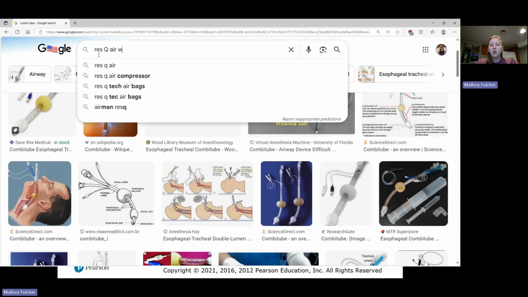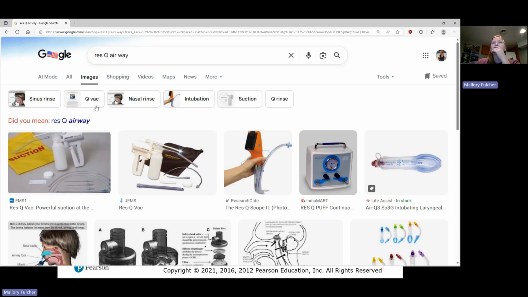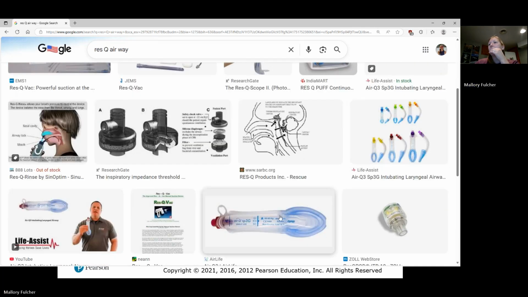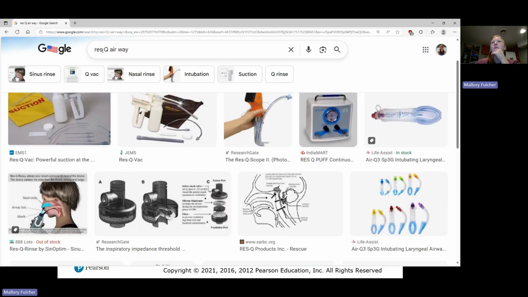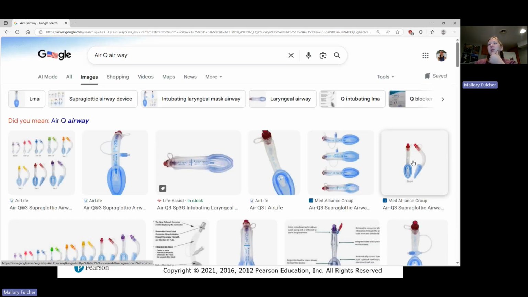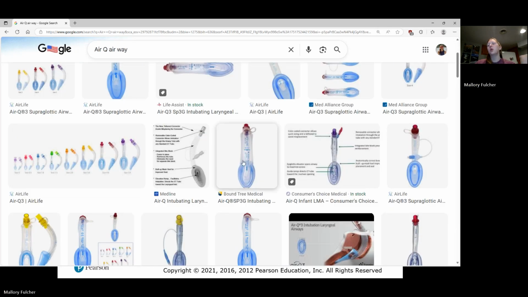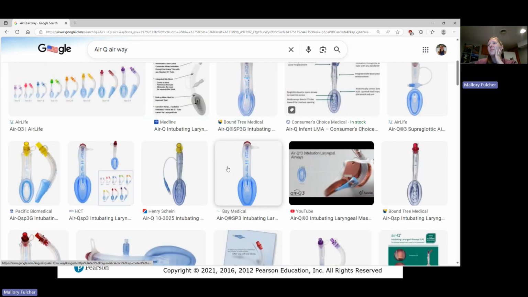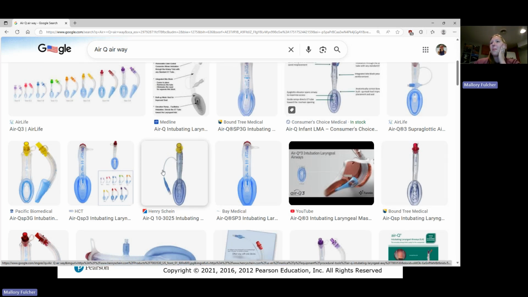Rescue. I think that's what it's called. Maybe not. This one, AirQ. AirQ is what it's called. So this is the newest one. I don't have this device in our arsenal of equipment. It's that new that we just haven't gotten it yet. Very, very similar to the iGel.